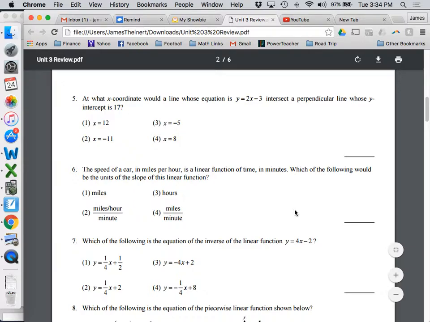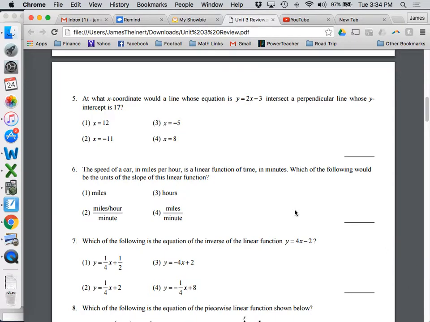What is the x-coordinate where the line whose equation is y equals 2x minus 3 intersects a perpendicular line whose y-intercept is 17? That's a good question. Well, a perpendicular line has the opposite reciprocal slope. So from positive 2, we're going to hop over to -1/2, and they're telling us the y-intercept is 17.